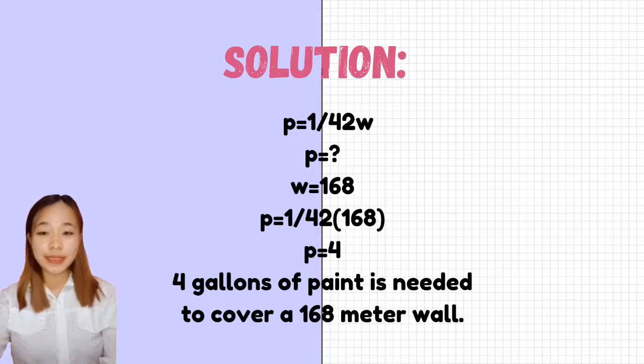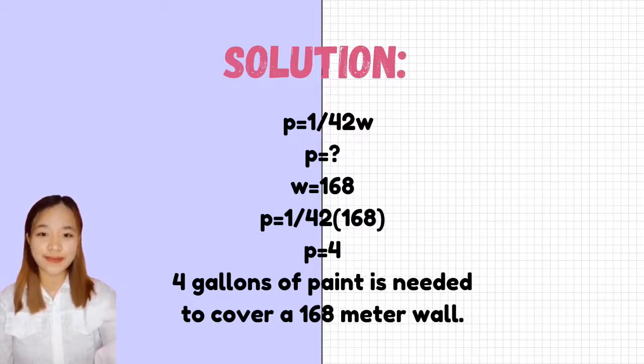So now, P is equal to 1 over 42 W. P is unknown and W is equal to 168. So P is equal to 1 over 42 multiplied by 168. We will get 4. So therefore, 4 gallons of paint are needed to cover a 168 square meter wall.